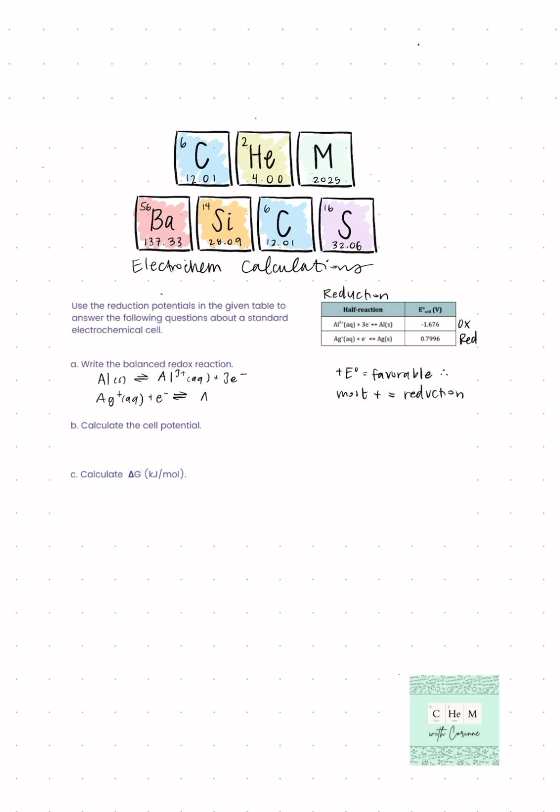You're going to flip the oxidation reaction and then multiply it by 3 so that the electrons cancel out. And then you add those two and you have your balanced redox reaction.